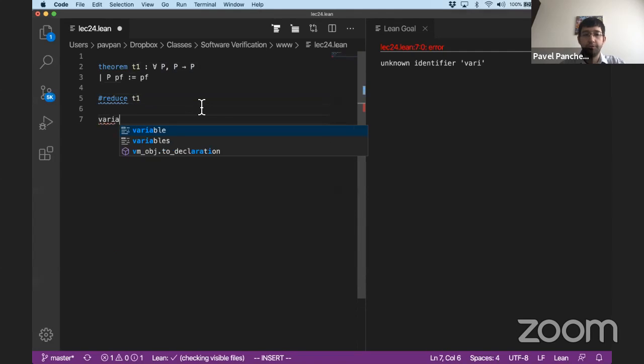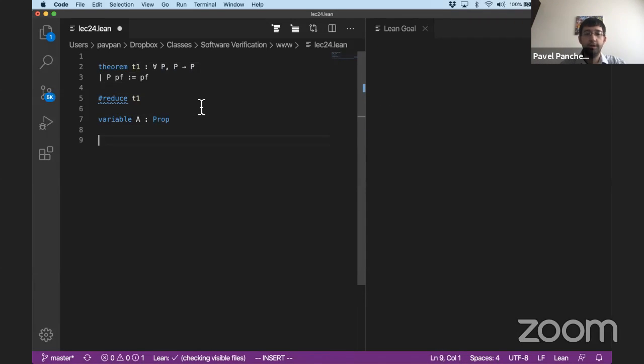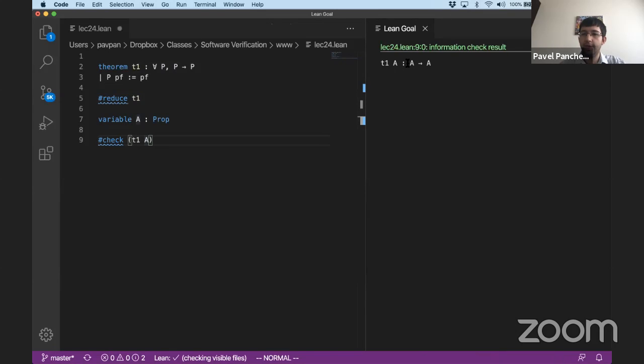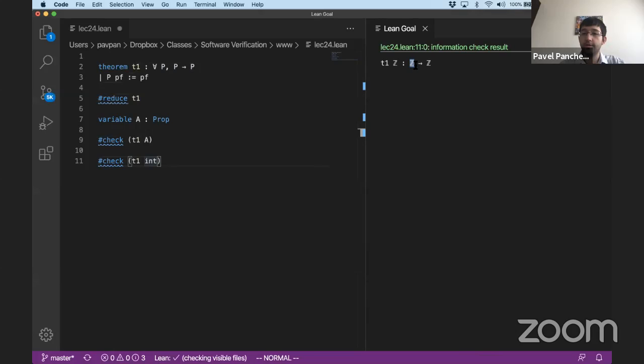And so naturally, if we have some kind of assumption, like suppose we have A, which is a proposition, then I can say, what is T1 of A? It says T1 of A, that's a proof that A implies A. That makes sense. But we can also say, what is T1 of int? And it says that's a function from integers to integers.